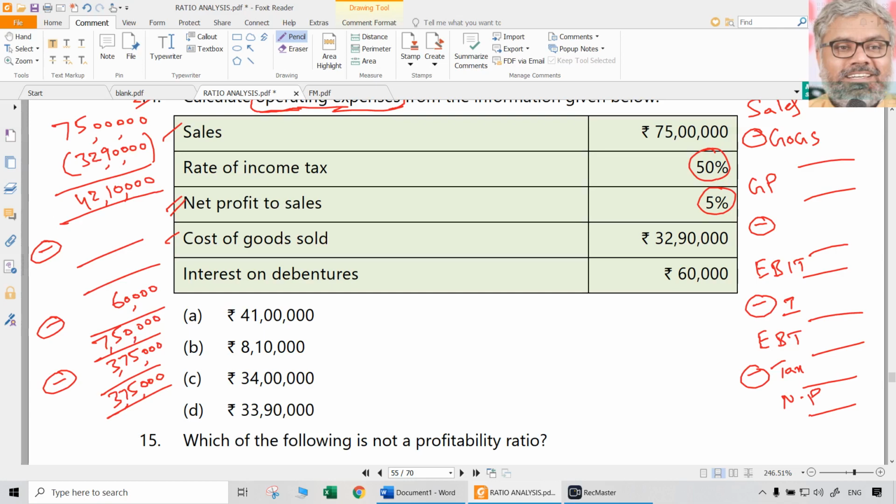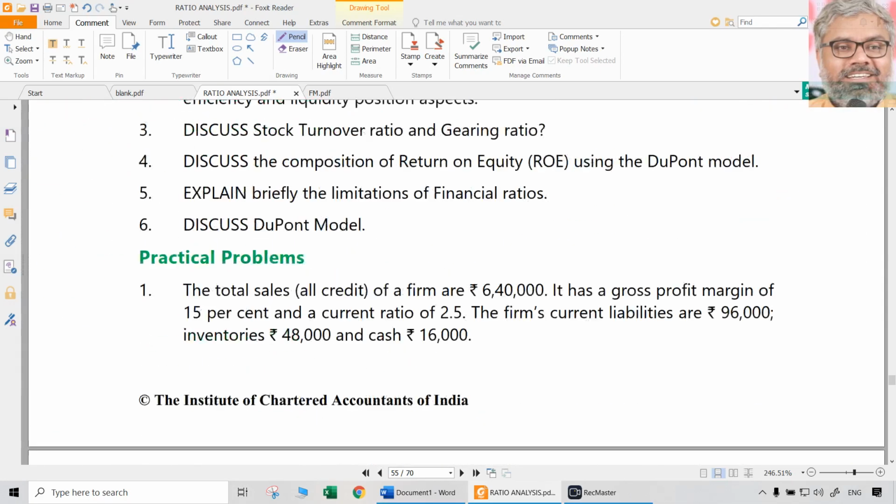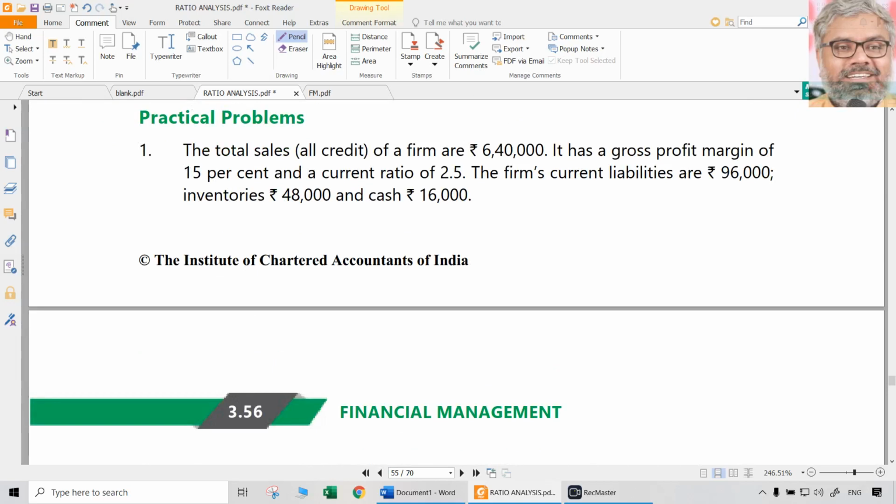Then how much would have been EBIT? 750 plus 60, reverse calculation, 8 lakhs 10,000. Then how much would be operating expenses? That is a balancing figure. So 8 lakhs 10,000 and 42 lakhs 10,000, the difference is 34 lakhs. So the correct answer in this case will be C. Though it is an MCQ, it can be asked directly also. A small 2 to 3 marks question can be asked like this. So that is one of the questions where computations were required.